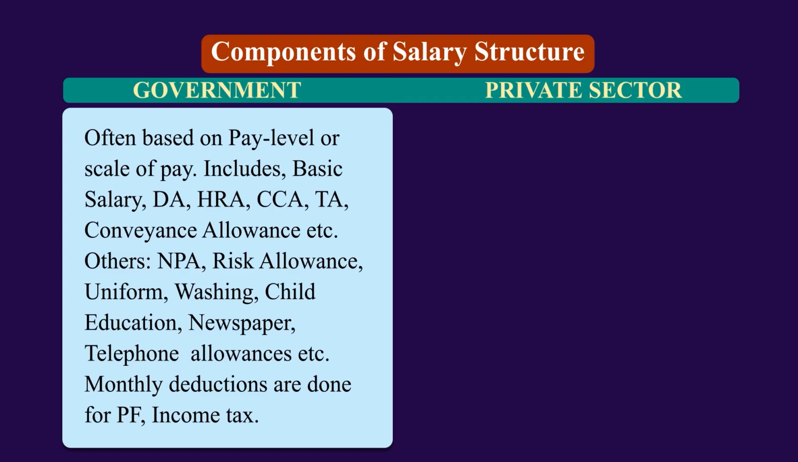So, in government, basic salary is the major component of the salary, and in addition it has dearness allowance, house rent allowance, city compensatory allowance, transport allowance, conveyance allowance, etc. There are some special allowances like non-practicing allowance for doctors, risk allowance for health care workers, uniform allowance, washing allowance, child education allowance, newspaper allowance, telephone reimbursement, etc.